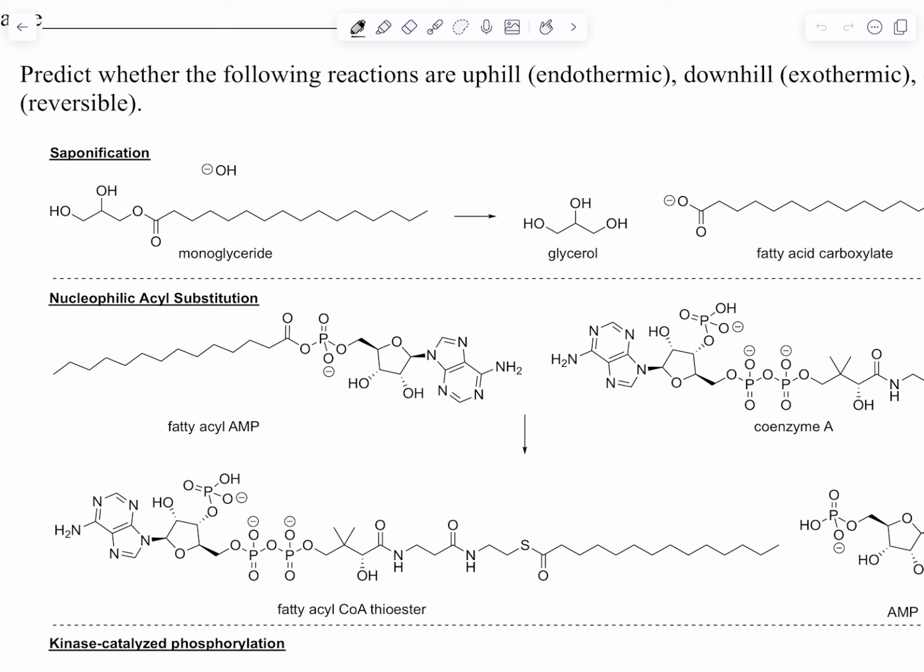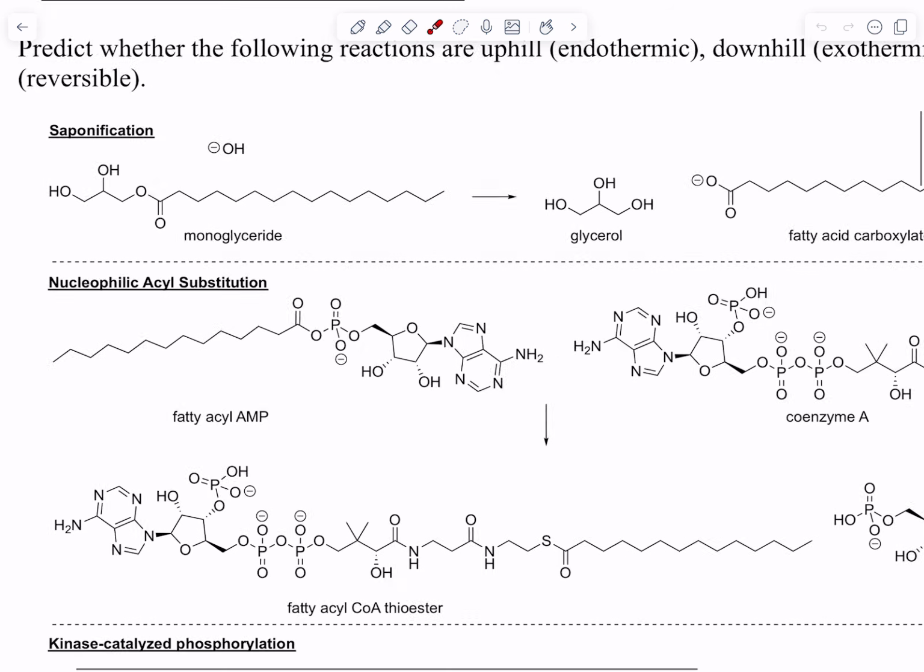So this reaction is called saponification. This is actually a soap-making reaction that our ancestors used to do. You take animal fat or lard and lye from ashes, and you break the ester in the triglycerides. This is just a monoglyceride, and you get glycerol and you get fatty acids.